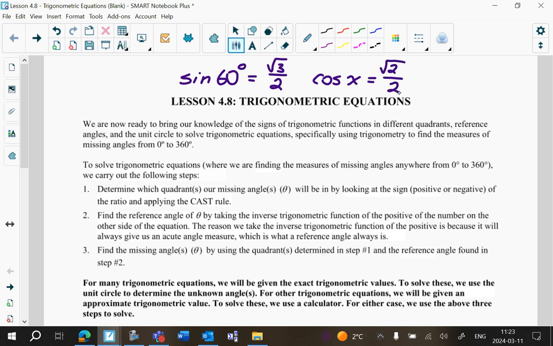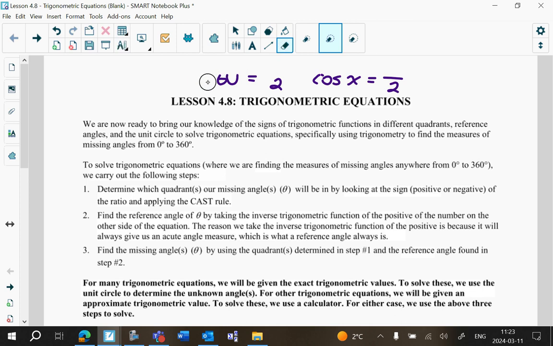But now, we're going to work backwards. I'm going to give you the answer. You're going to have to find the angle. And you can use your unit circle for a lot of them, but for some of them you can't. And we'll have to address that a little bit later. Okay? So let's look at ones where you can use the unit circle.